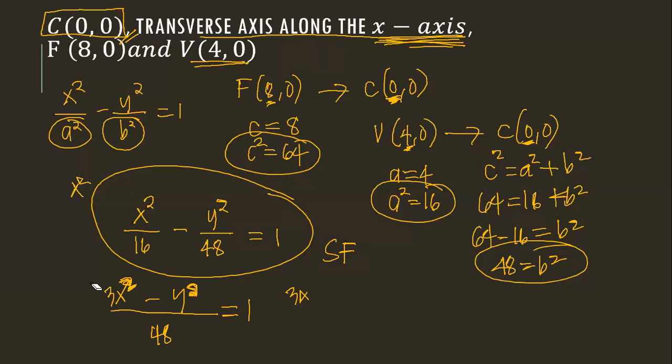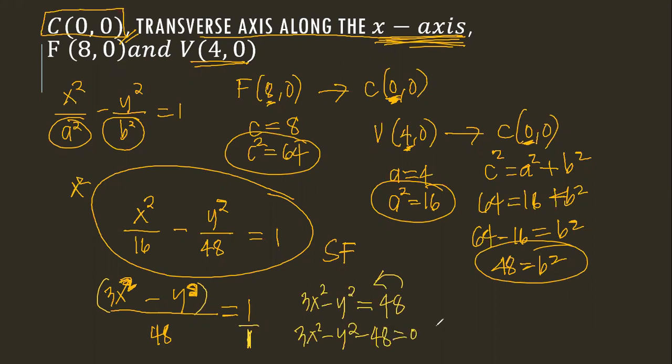So we have 3x squared minus y squared over 1, cross multiply, is equal to, bakit ito lang? Because that is 1. 1 times this quantity, this is 3x squared minus y squared equals 48 times 1, that is 48. Iliban mo lang tong 48 dun sa kabila, that is 3x squared minus y squared minus 48 equals 0. So this is now the general form.